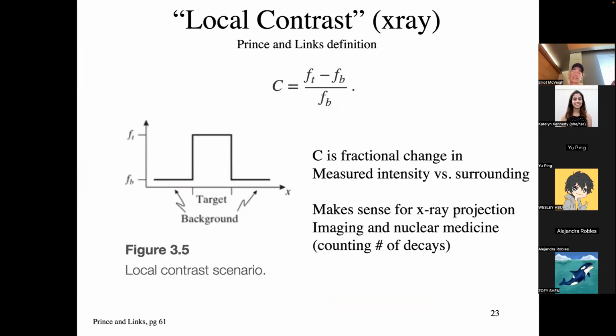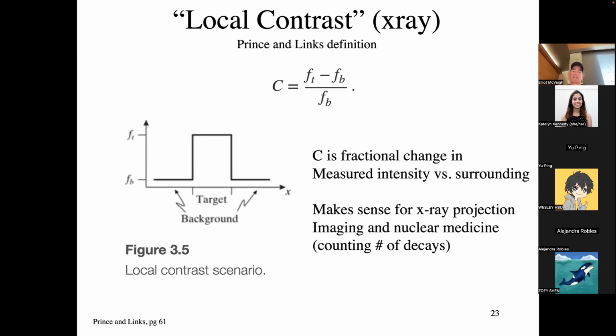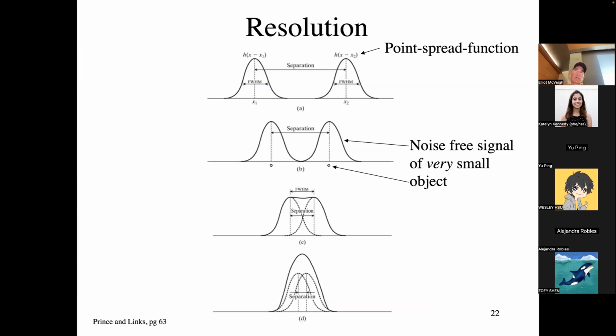Full width at half max is the thing that I usually think of in spatial resolution because it's very intuitive. It's like, what is the smallest dot that I can really visualize? And it's in millimeters. It makes sense. Our full width at half max for the CT scanner we have is about 1.2 millimeters, right?